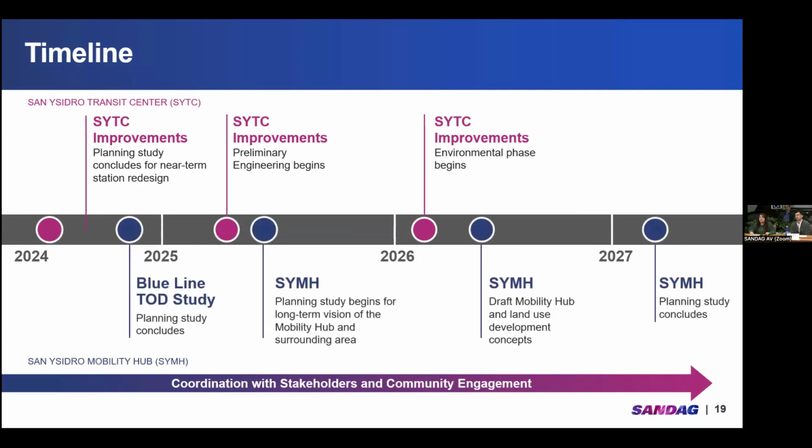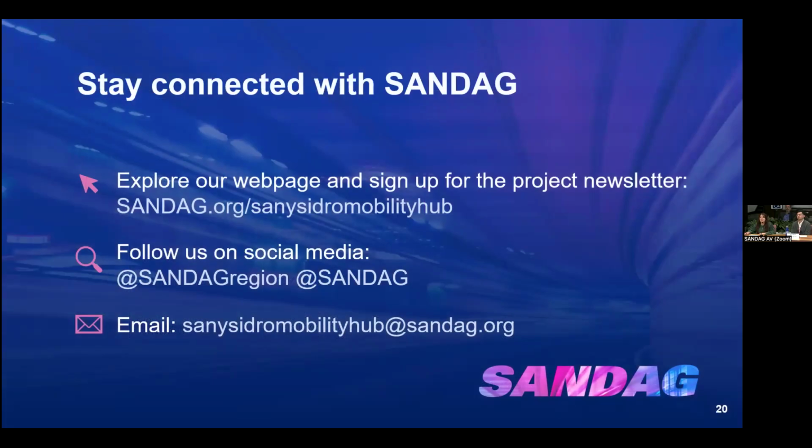And for the long-term vision, the Blue Line TOD study really plays into the broader San Ysidro Mobility Hub work. We are concluding the study again in a month and posting things early 2025. We then will begin the planning study for the long-term vision of the Mobility Hub in the surrounding area. We'll have draft Mobility Hub and land use concepts available for public feedback in 2026, and in 2027, ending that planning study, all while coordinating with stakeholders and doing community engagement. And with that, I give it back to you, Chair, for any questions or comments.